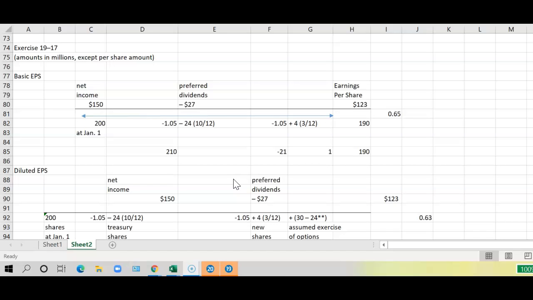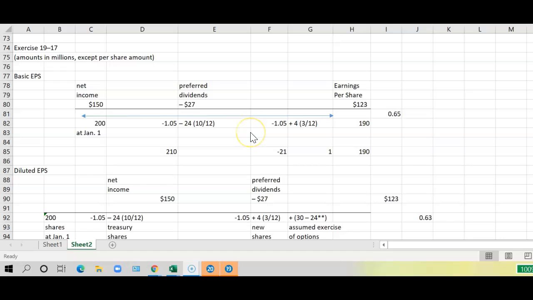The basic earnings per share would be the $150 million minus the 27 million preferred dividends paid to calculate net income available to common shareholders, and that would be the 9% of $100, which is $9, times 3 million preferred cumulative dividends. So our numerator would be 123 million. They had 200 million shares at the beginning of the year. They purchased their own stock for treasury stock, 24 million, on March 1st.